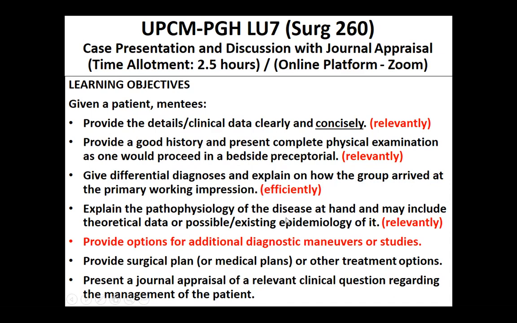Explain the pathophysiology of the disease at hand and may include theoretical data or possible existing epidemiology of it. Okay. Again, additional parameter will be relevant. Provide options for additional diagnostic maneuvers or studies. Why this is in red, I added it because I don't think it's seen in your syllabus on the learning objectives. I just added it. Then provide surgical plan or medical plans or other treatment options. Okay. If the patient does not need surgery, so you have to provide the medical plan.